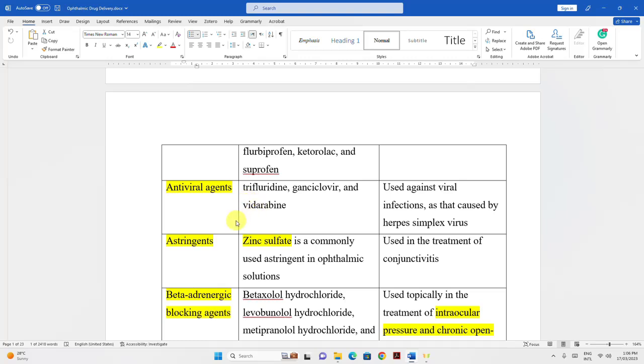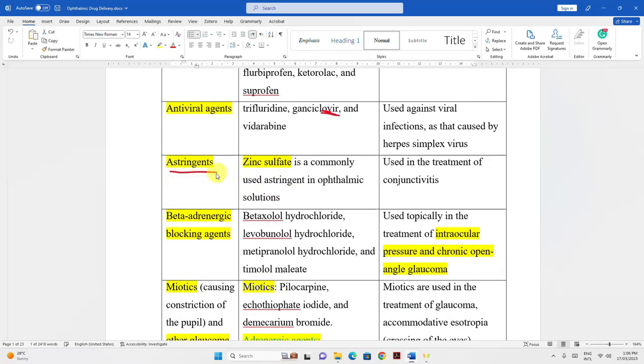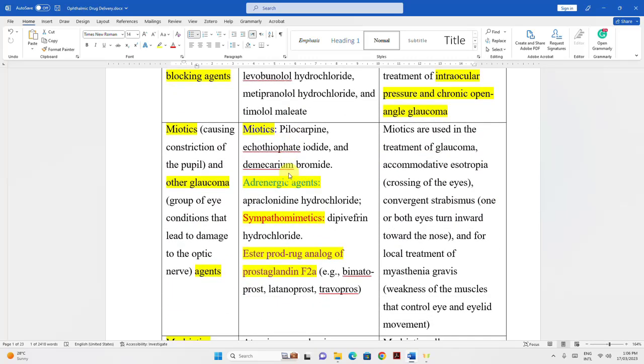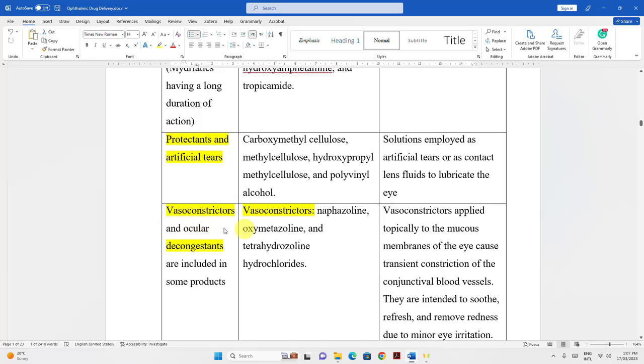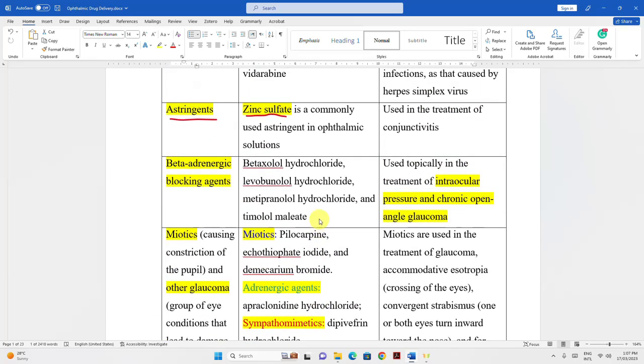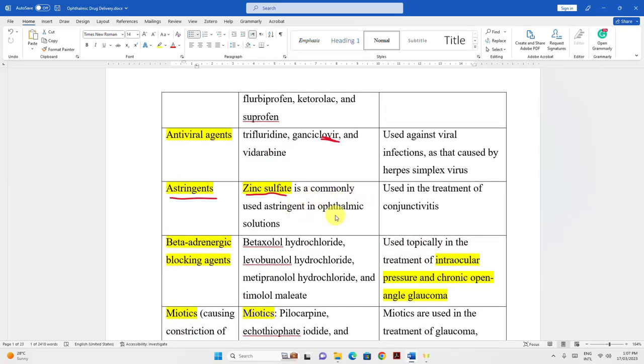These include trifluridine, ganciclovir. When you see clovir, it means antiviral. Vidarabine. These are antiviral agents and they are used to combat viral infection that can be caused by herpes simplex virus. Astringent, when you have also redness of the eye, zinc sulfate can be used, and otherwise we have also other agents. Vasoconstrictors can be used as well. We will talk about it later. But for the redness of the eye, we may use zinc sulfate as well.